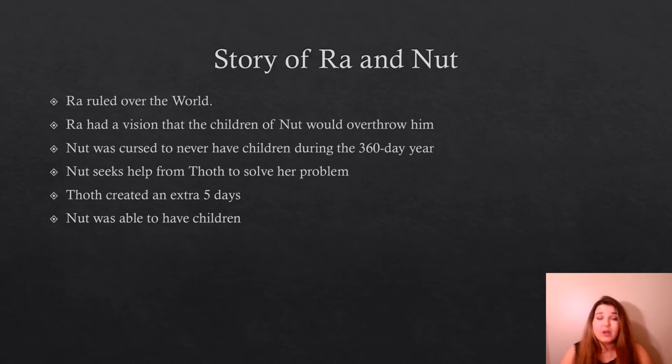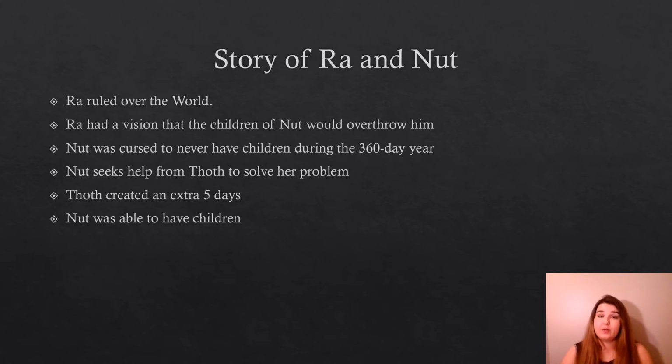It goes like this. Ra ruled over the world by himself, and then he had his children. Remember, think back to that family tree that we just looked at. One of his children was Nut. After he had Nut, he had a vision that Nut's children would overthrow him and he would not be all powerful anymore. He wouldn't be the most important god. So he cursed Nut not to have children within the 360-day year. Now, I know what you're thinking. Miss Gabry, a year is 365 days. Well, not at this point in time. At this point in time, there were only 360 days within the calendar year.